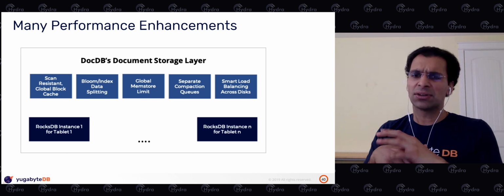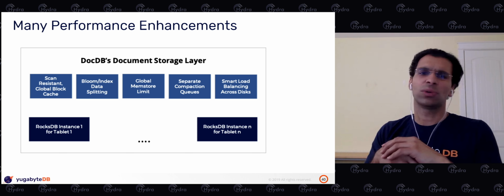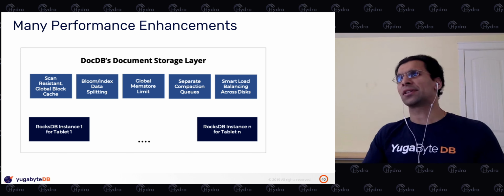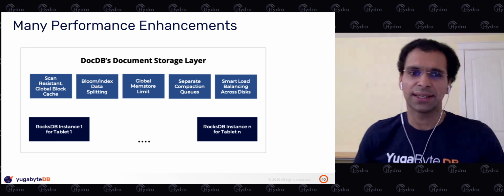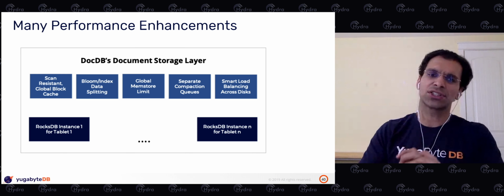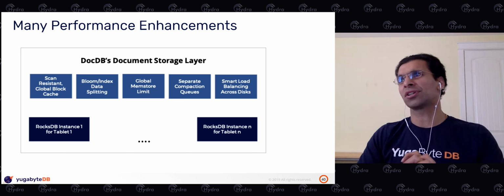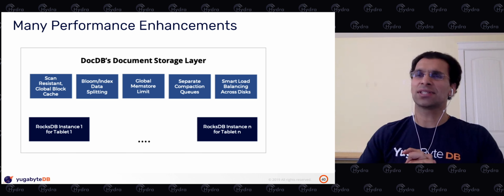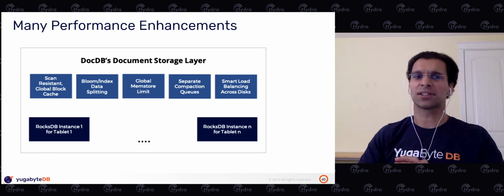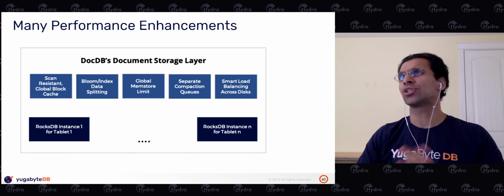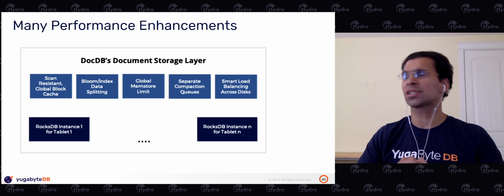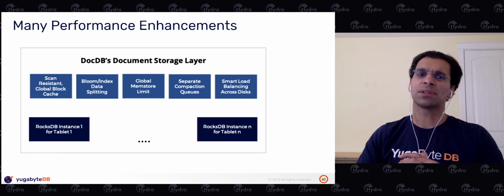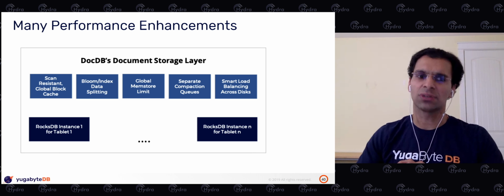All right. In order to get here, we needed to do a lot of performance enhancements to RocksDB in order to make the performance of DocDB better. And here are a few of them. Logical architecture-wise, there is one of these modified RocksDBs for every tablet. That means that in a single node, you could have many RocksDBs that coexist. So we had to share a lot of resources across the RocksDBs and make them globally more efficient. Some of the things we had to do are a scan-resistant global block cache.